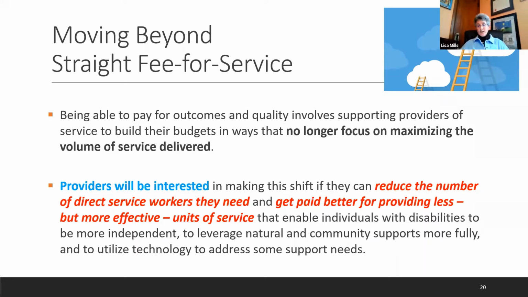And I see providers increasingly interested in making this shift because one of the things it does for them is it allows them to reduce the number of direct service workers that they need. And with the tremendous direct service shortage that just continues to plague our systems, if we can show providers how they can do well with fewer direct service workers getting paid for providing less service, but a more effective service, they really recognize that that's something that they need to move in the direction of because of the workforce crisis. A lot of providers also want to do well by people. They want people to be as independent as possible, but they are torn if a fee-for-service structure doesn't really reward them for doing that.